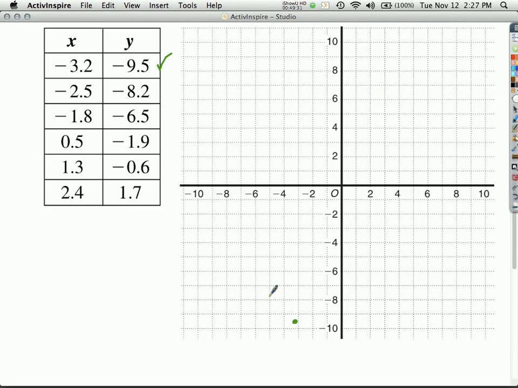And then negative 2.5, negative 8.2. Negative 2.5 is here. Negative 8 is here. Negative 8.2 is going to be a little bit below that, somewhere about right there. So I'm just going ordered pair by ordered pair. Negative 1.8 is going to be a little bit before the negative 2. Negative 6.5, here's negative 6. Negative 6.5 will be about halfway.